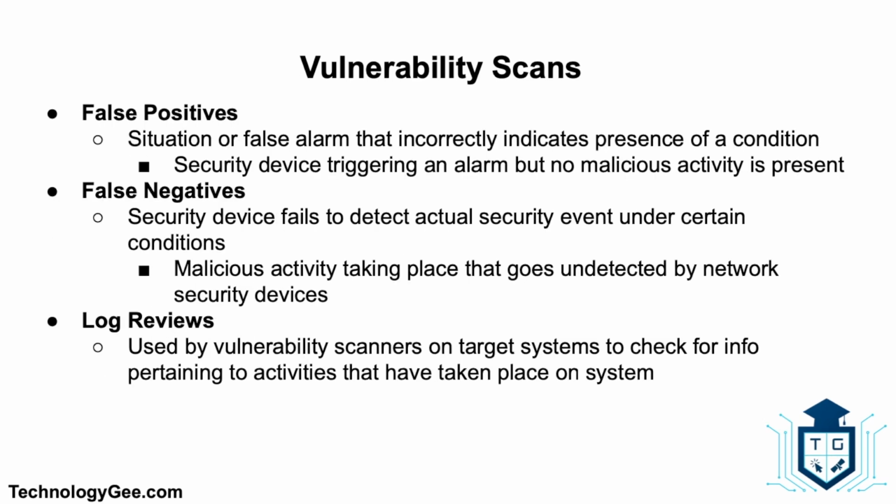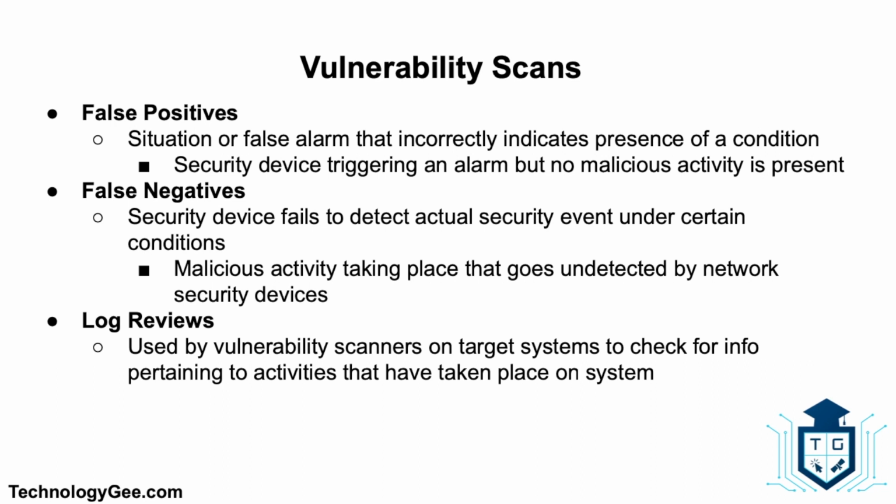You need to know what a false positive is, and this is a situation or a false alarm that incorrectly indicates the presence of a condition. So in other words, you could think of a security device that's triggering an alarm, but there is no malicious activity taking place. You need to know what a false negative is, and this is a security device that fails to detect an actual security event under certain circumstances, such as a malicious activity that's actually taking place, but it is not being detected by the network security device.